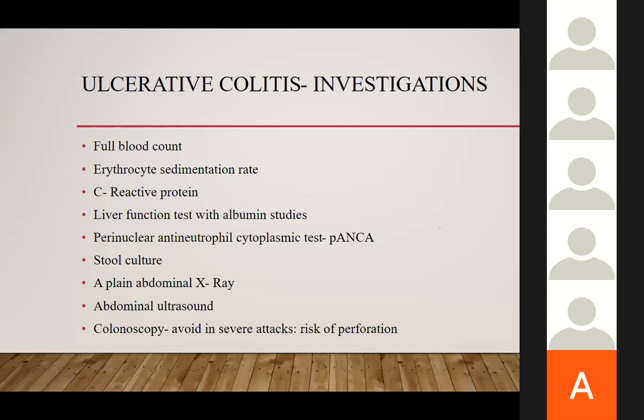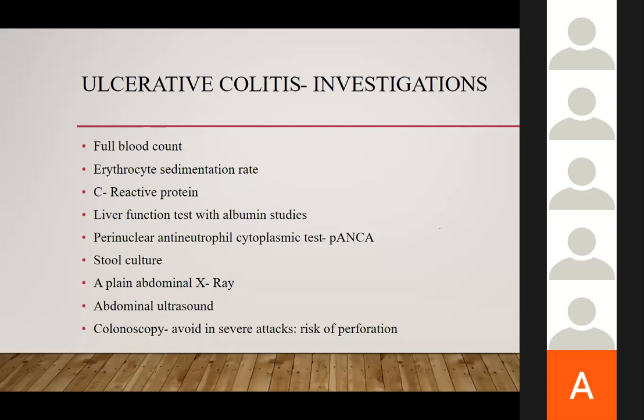Investigations, basically similar to what we've already talked about. So full blood counts, because HB is key, and WBC levels will tell you if this patient is septic. Inflammatory markers, ESR, CRP, also the fecal calprotectin we talked about. Then LFT, you can also look out for the perinuclear anti-neutrophil cytoplasmic antibody, or p-ANCA. It sometimes goes up when you're dealing with ulcerative colitis. Then a stool culture would also help you as part of your septic screen.